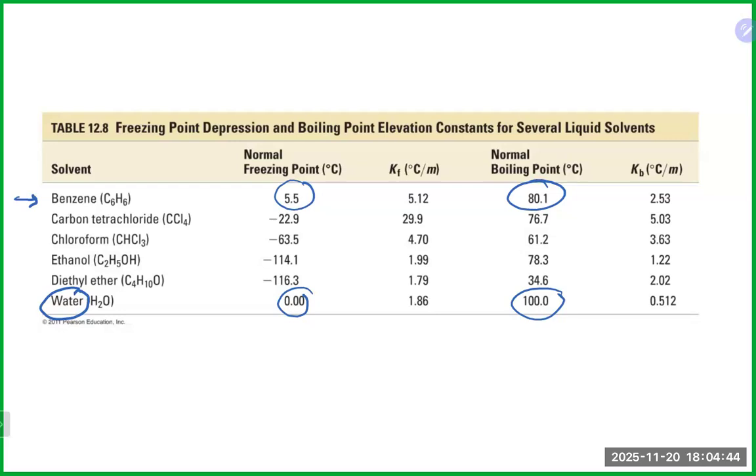And if you're not using that as your solvent, you probably have some different boiling points, melting points, and also obviously some different Kf values. So here you can see for water, 1.86 is the Kf, and the Kb is 0.512 for the boiling point for water. All right.